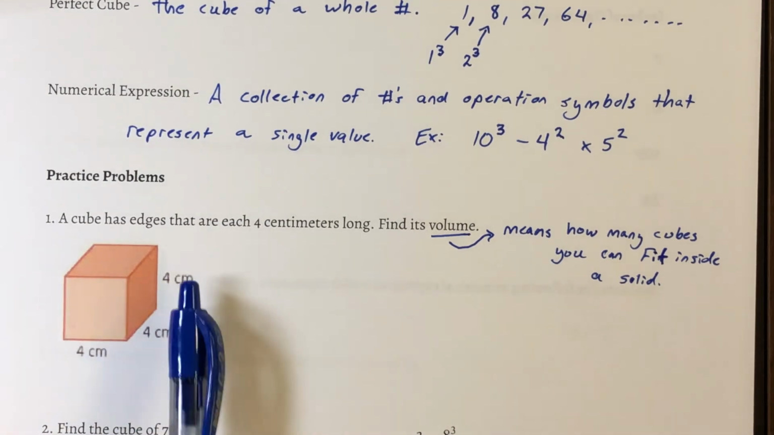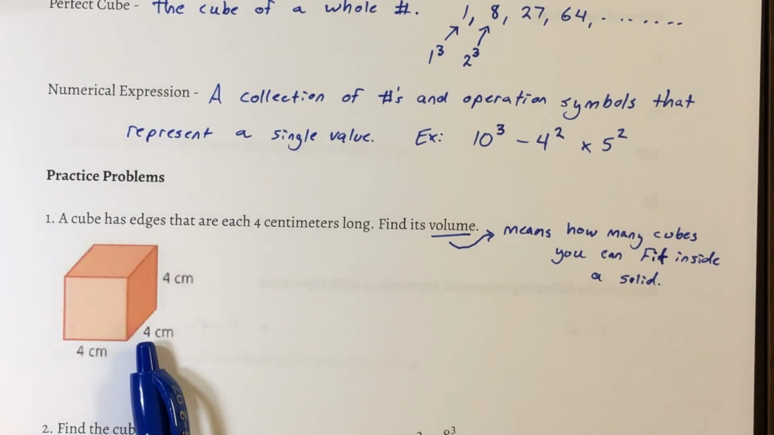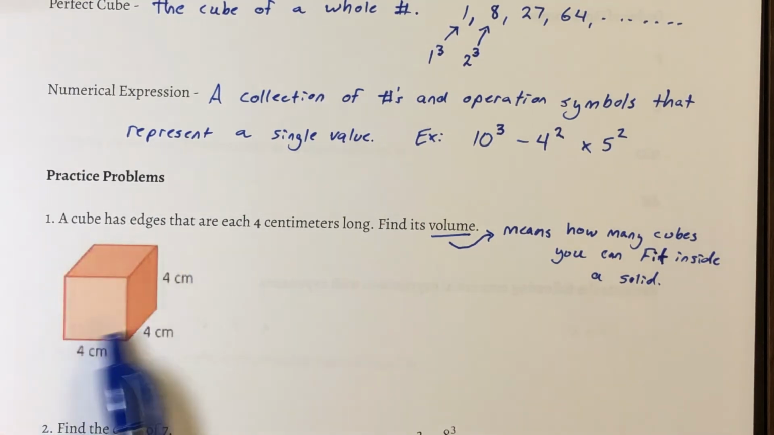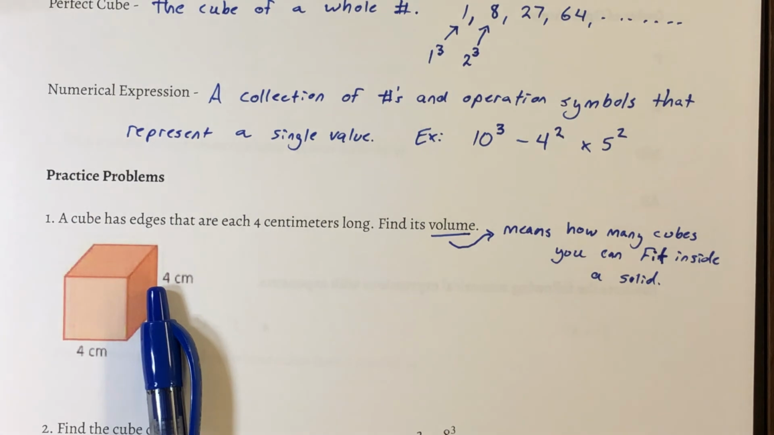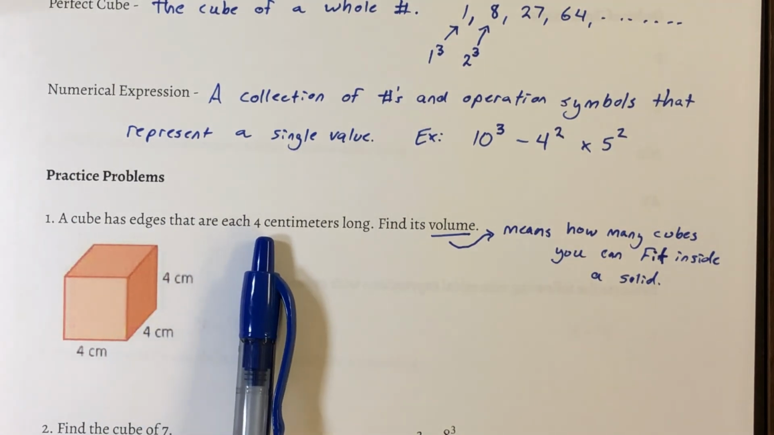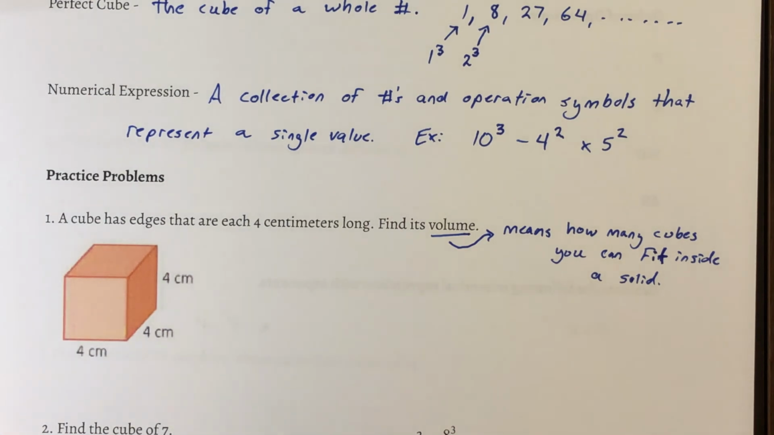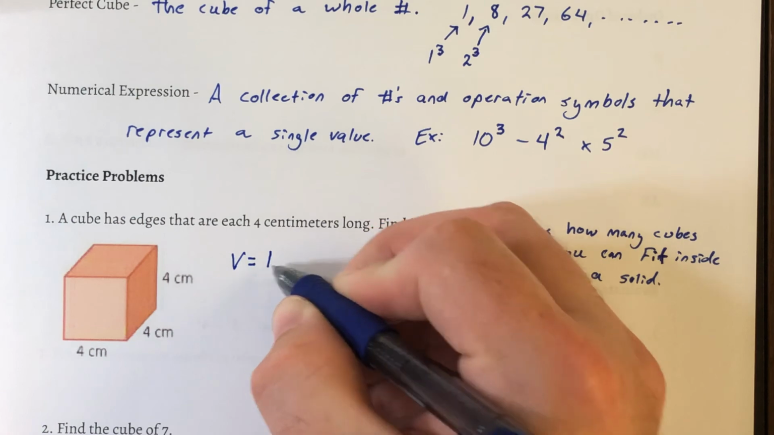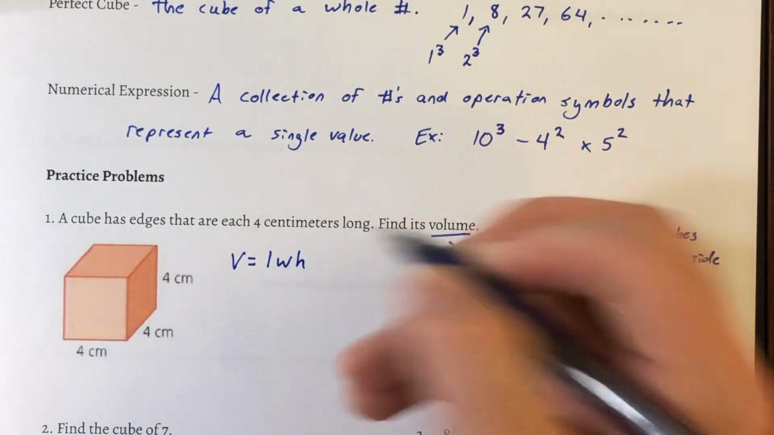So, our example here, we basically want to know how many cubes will fit inside of this cube or solid. Our sides are 4 centimeters long. Our traditional formula that we would use would be volume equals length times width times height.